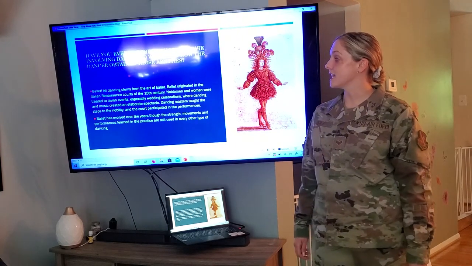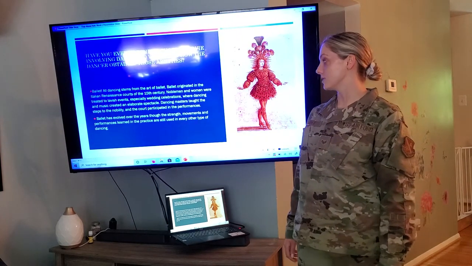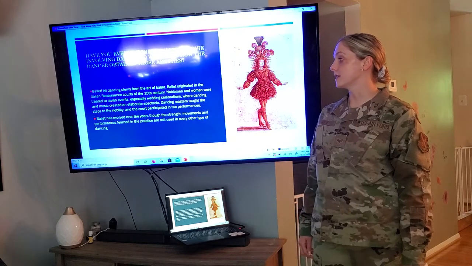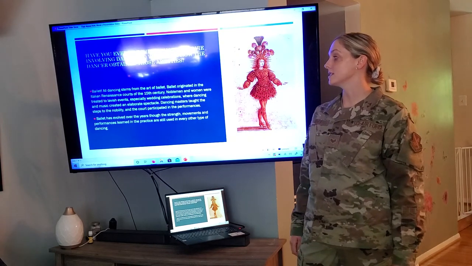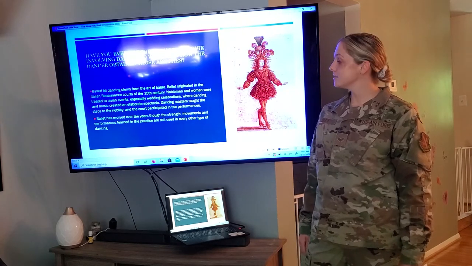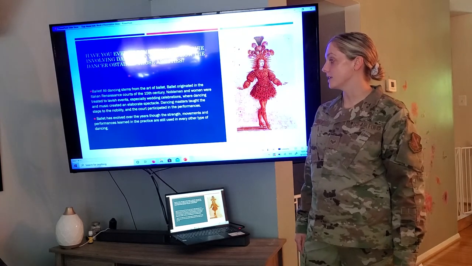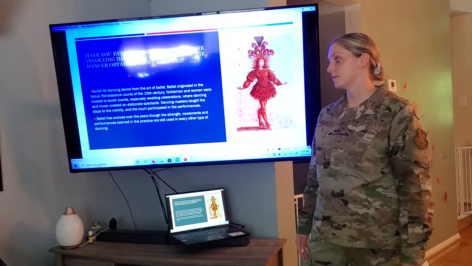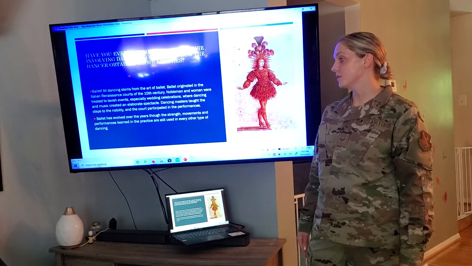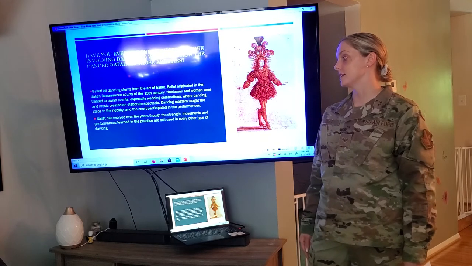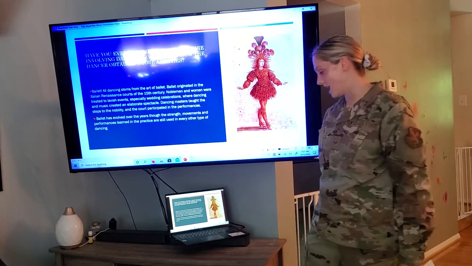Ballet originated in the Italian Renaissance courts of the 15th century. Noble men and women were treated to lavish events, especially wedding celebrations, where dancing and music were created as an elaborate spectacle. Dancing masters taught the steps to nobility, and the court participated in these performances as well. Ballet has evolved over the years, though the strength, movements, and performances learned in the practice are still used in every type of dance each day.